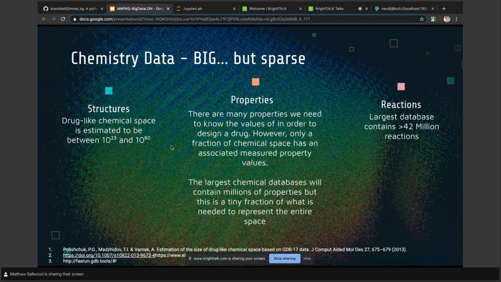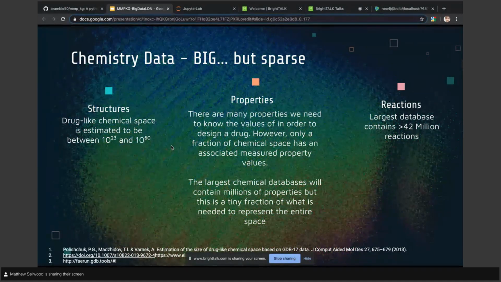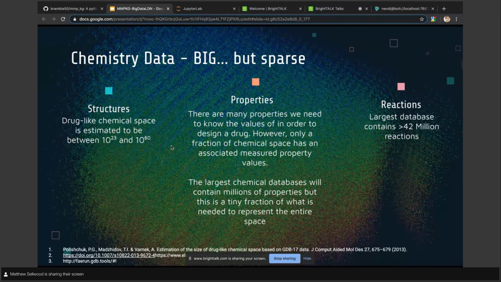The second part of this is the properties of these molecules. It's nice to have the structures, but we also need to know their properties and how they react. In terms of how they react, the largest database here, Reaxys, contains over 42 million reactions. And this is just a fraction of the reactions that are possible. We're still exploring, and often these reactions are centered around a very small amount of chemical space. The same thing is true of properties as well.